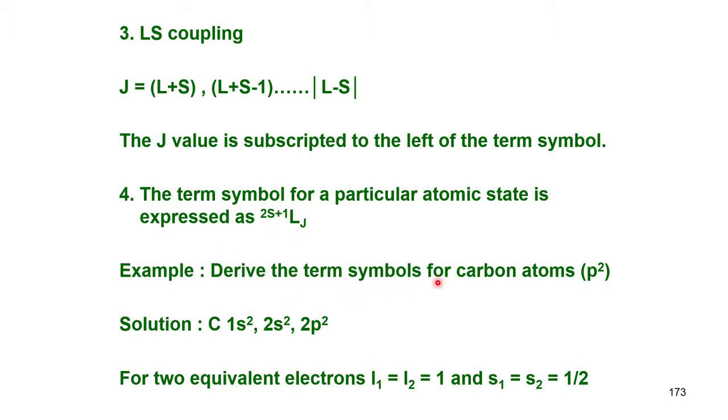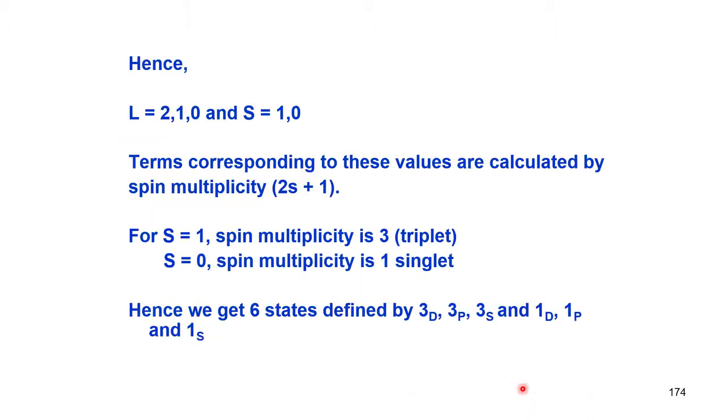So, we can derive the term symbols for carbon atoms. For example, if I give you an exercise, what are the term symbols for carbon? Its electronic structure is 1s2, 2s2, 2p2. For the 2 equivalent electrons in 2p2, these two are equivalent electrons occupying 2p orbitals. So, L1 is equal to L2 is equal to 1 and S1 is equal to S2 is equal to half. So, L is equal to 2, 1 and 0, S is 1 and 0.